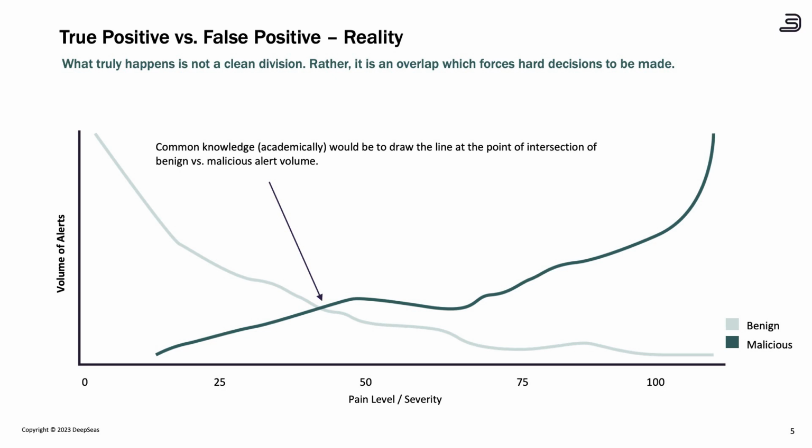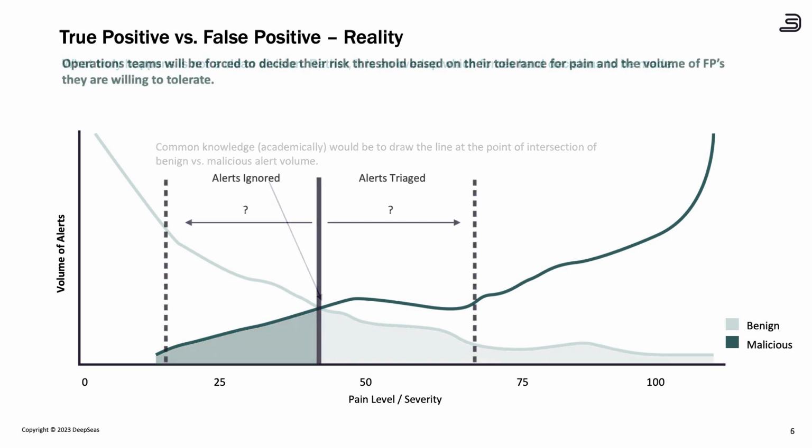So for the calculus fans in the audience, academically, it would tell you to draw the line where the two converge. And that's your biggest bang for your buck of what you're looking at and what you're not wasting your time on. And what that means is that essentially everything left of that intersection is now ignored alerts and everything right of that intersection is triaged.